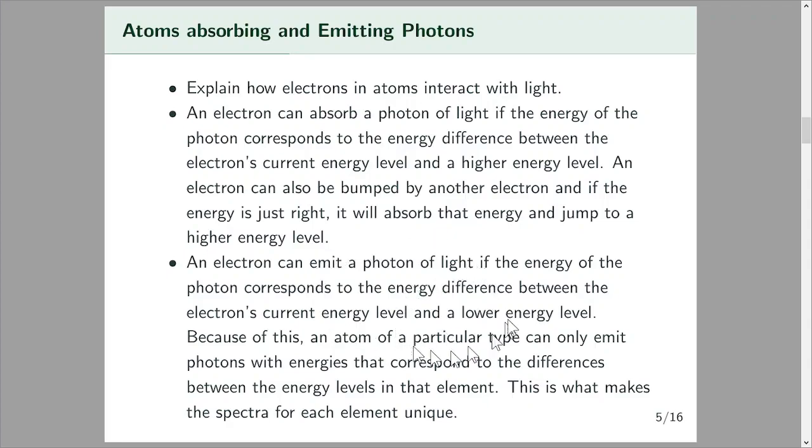In this section, this is sort of a summary of what we've been talking about. An electron can emit a photon of light if the energy of the photon corresponds to the energy difference between the electron's current level and a lower energy level. And so when these electrons are jumping between levels, they're spitting out photons whose energy corresponds to the energy level differences in that atom. And that's why we see very discrete spectra.